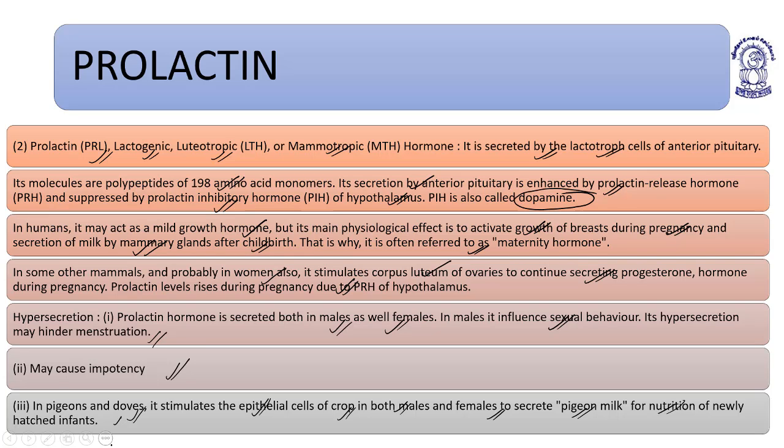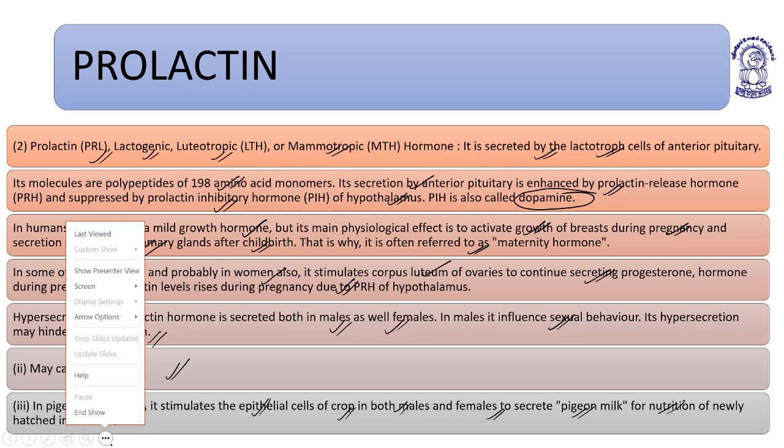So hypersecretion: prolactin hormone is secreted both by males and females. In males, it influences sexual behavior. Its hypersecretion may hinder menstruation in females, and may cause impotency in males. In hypersecretion in pigeons and doves, if it is secreted in hypersecretory amount, then it causes secretion of pigeon milk by both males and females for nutrition of newly hatched infants.